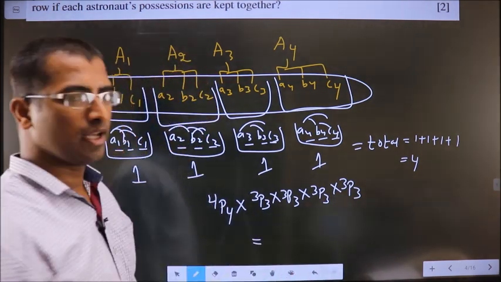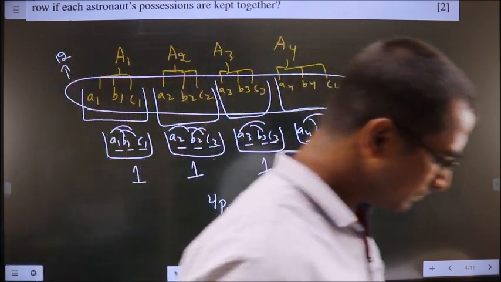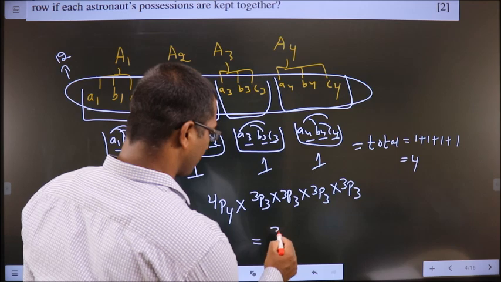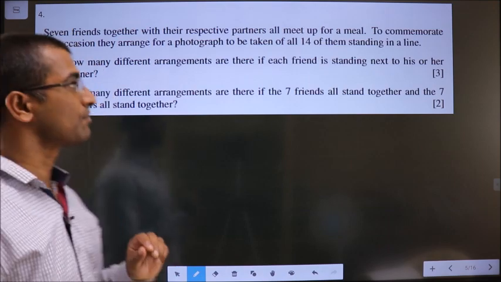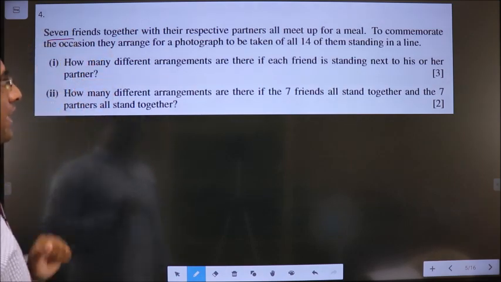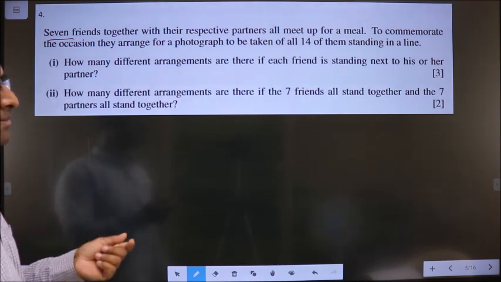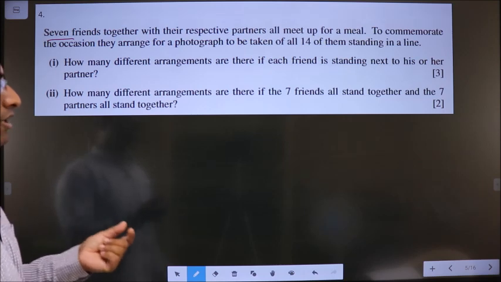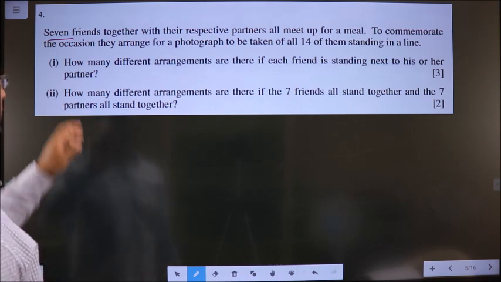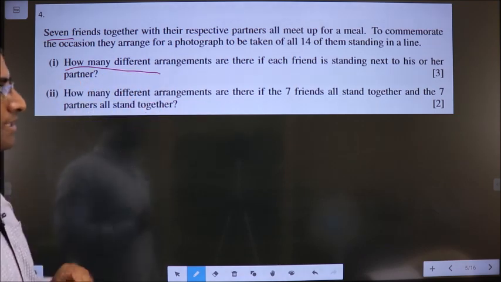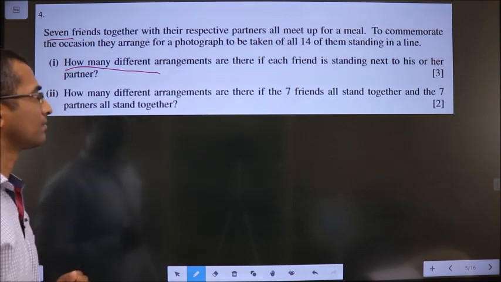So put this all at once in the calculator. You get the answer to be 31104. Question 4. 7 friends together with their respective partners all meet up for a meal to commemorate the occasion. They arrange for a photograph to be taken of all 14 of them standing in a line. Find how many different arrangements are there if each friend is standing next to his or her partner.